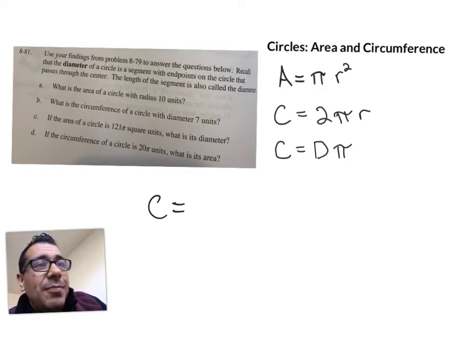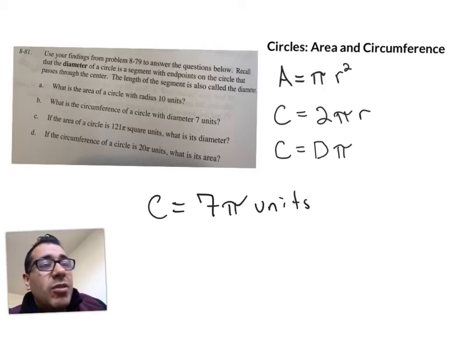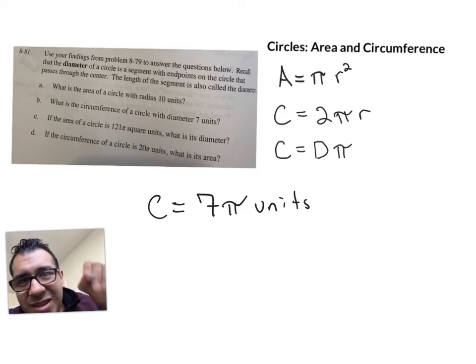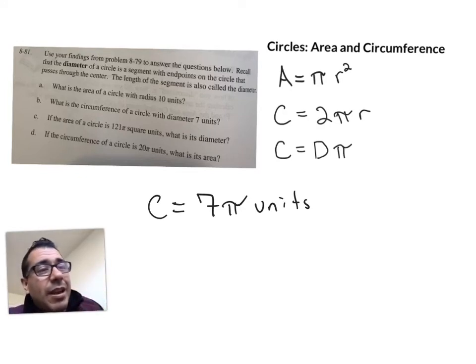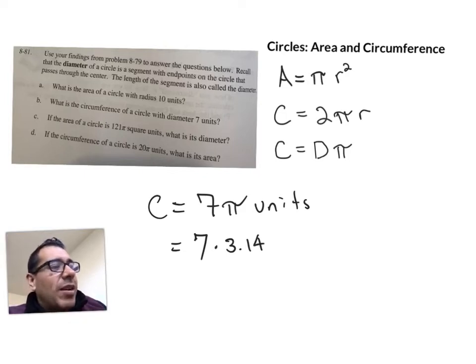So we have C equals 7 times pi. Again, we're going to go with units, because we're talking about circumference, that's just the distance. We're not finding the area, so we just leave it as units. We don't square anything. If it was centimeters, we would just leave it as centimeters. This is our exact answer, but if you want to round this, you would use 3.14 and multiply those two numbers. I'll let you do that.